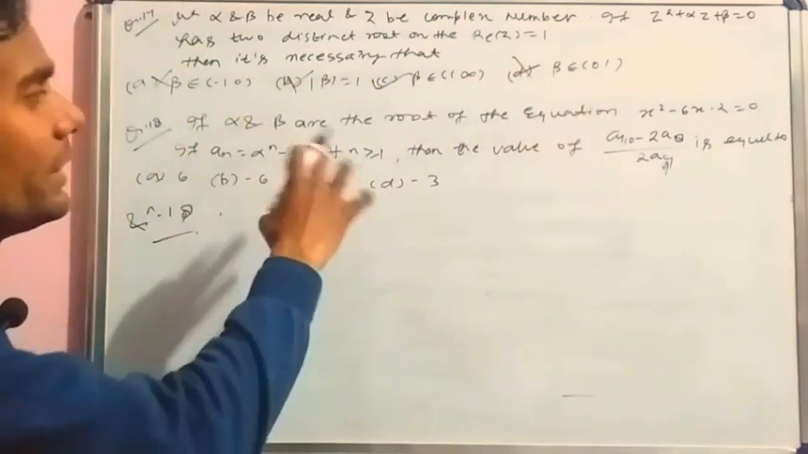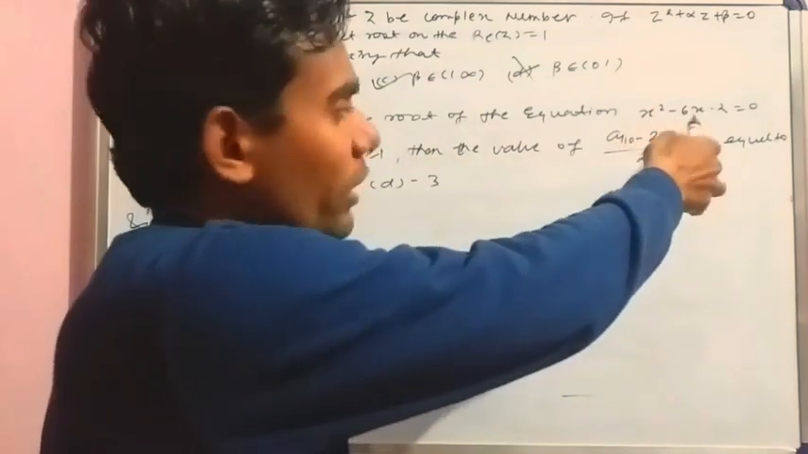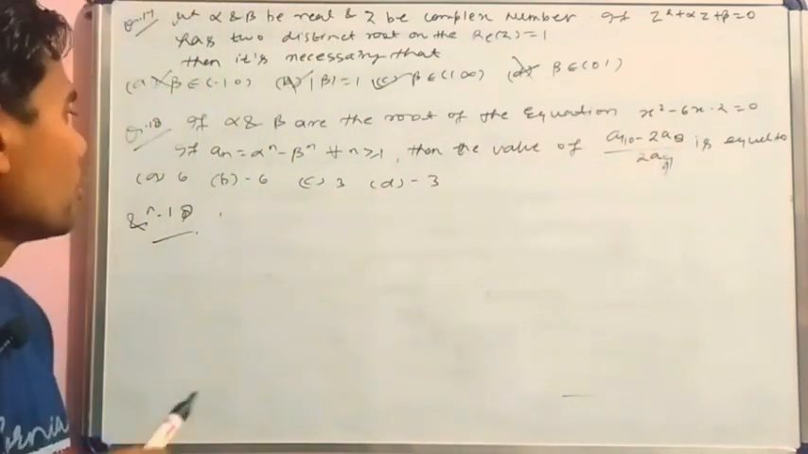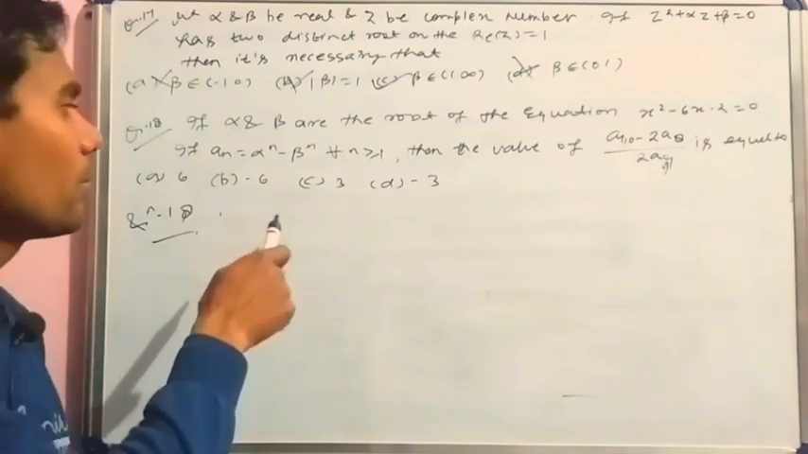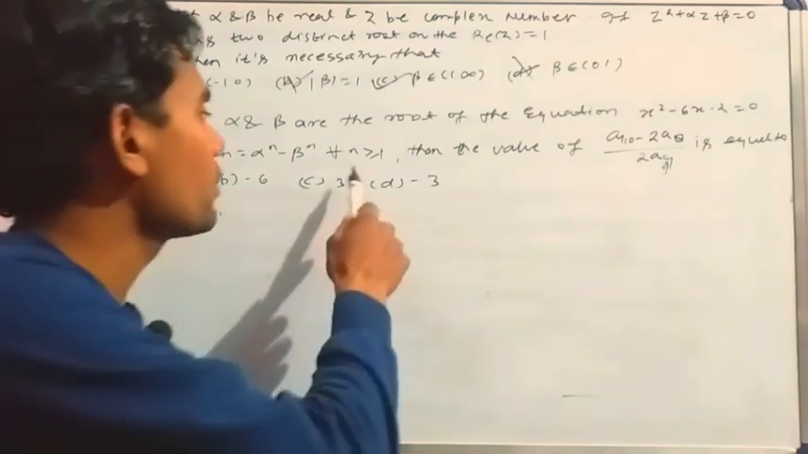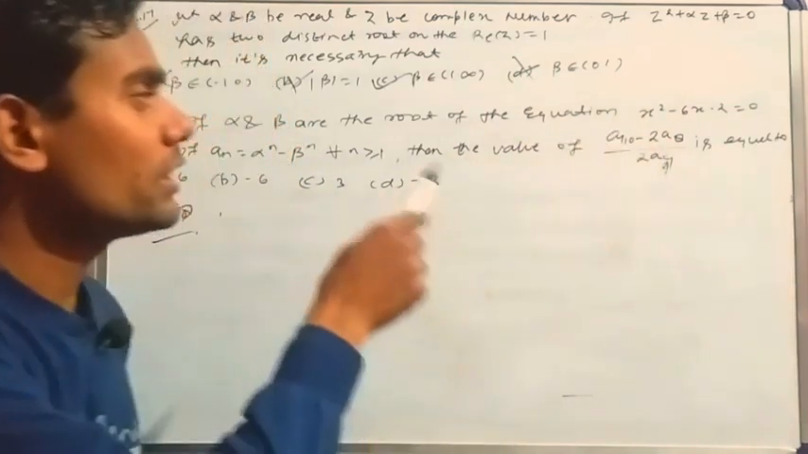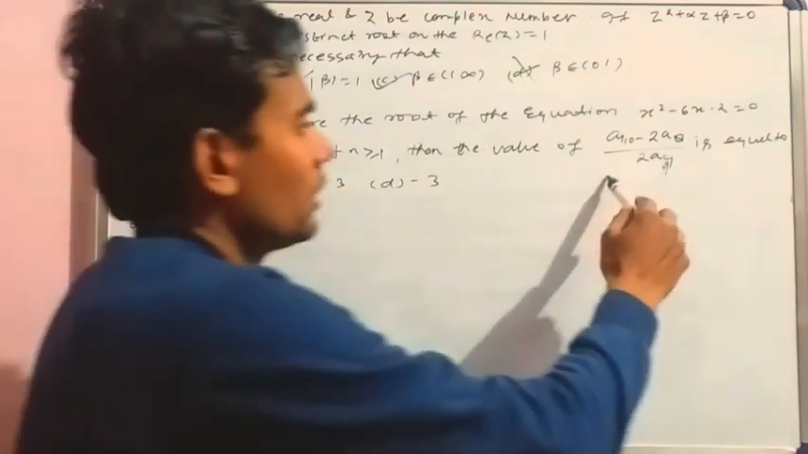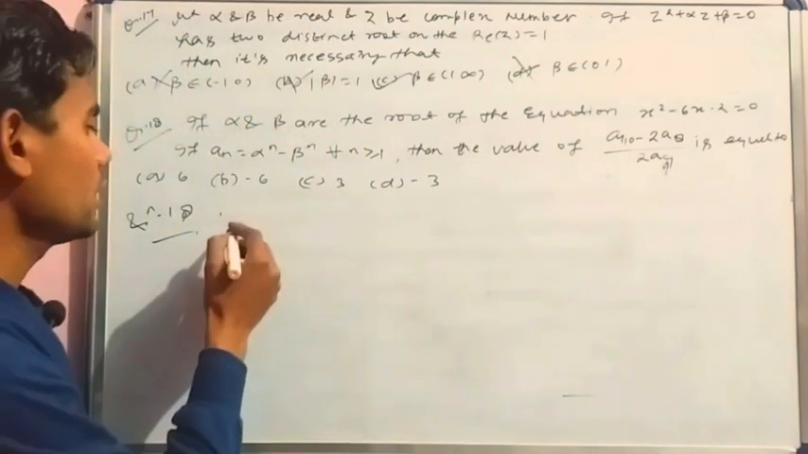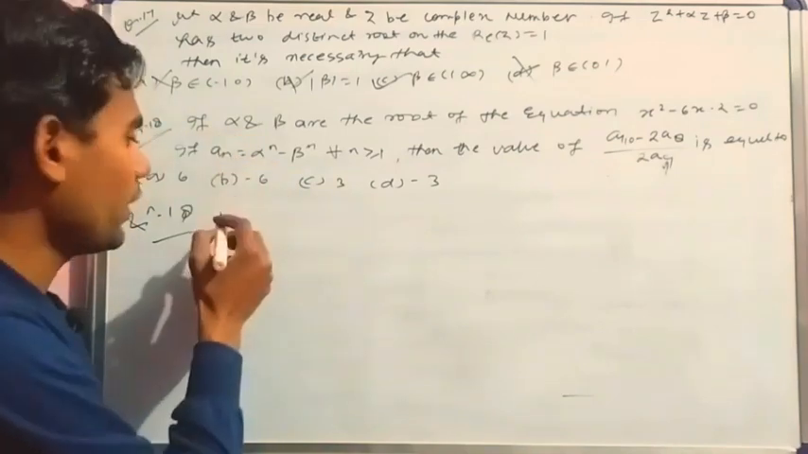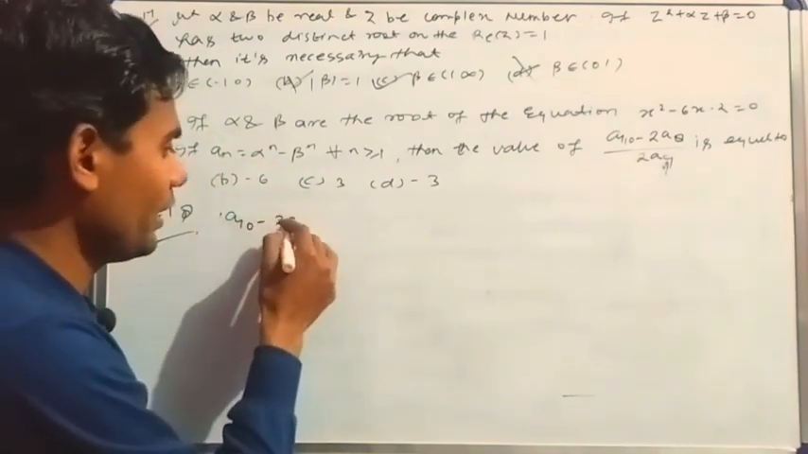If alpha and beta are the roots of the quadratic equation x square minus 6x minus 2 is equal to 0, and if a_n is equal to alpha power n minus beta power n for all n greater than or equal to 1, then we have to find the value of this. First we have to find a10 minus 2a8.